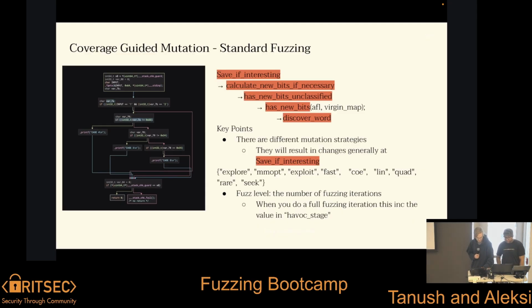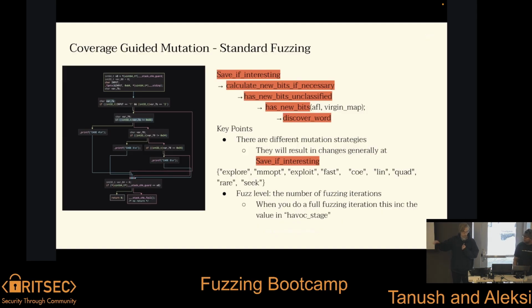Cool. So let's go over coverage-guided mutations. Essentially, coverage-guided mutations are what make modern fuzzers such as AFL++ so effective. The fuzzers learn which inputs are valuable, based on the code paths that those inputs trigger.